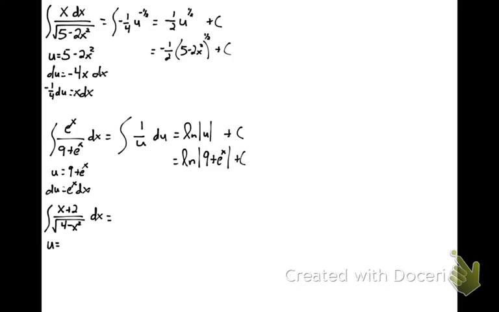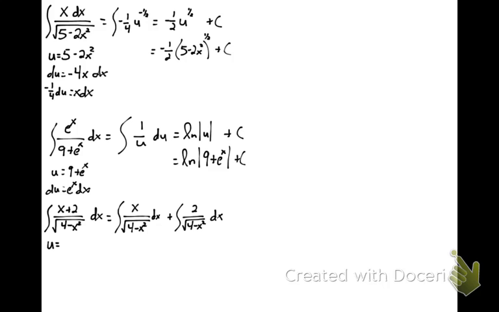But one thing that will help us is if we break this up into 2 integrals. The first integral being x over the square root of 4 minus x squared dx. And the second integral being 2 over the square root of 4 minus x squared dx.